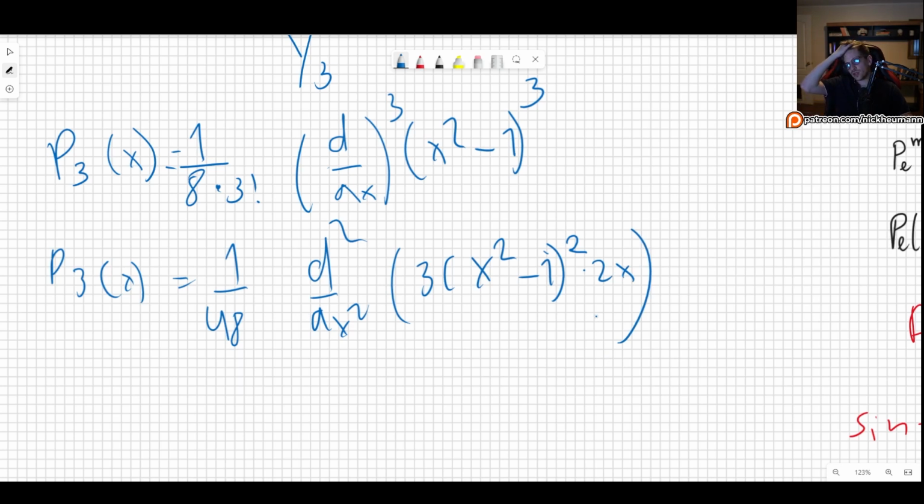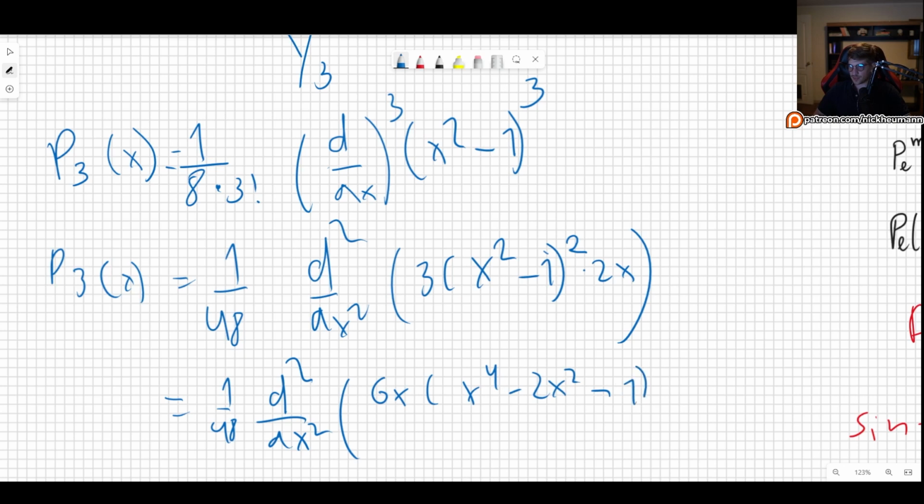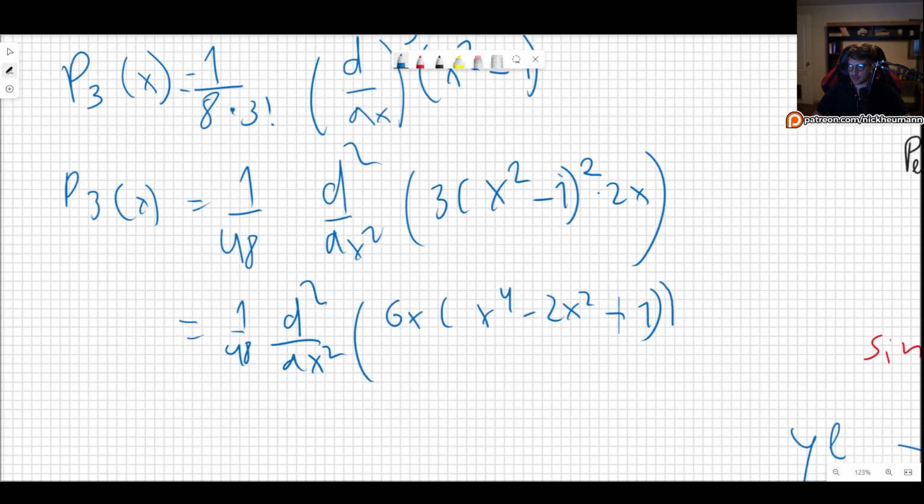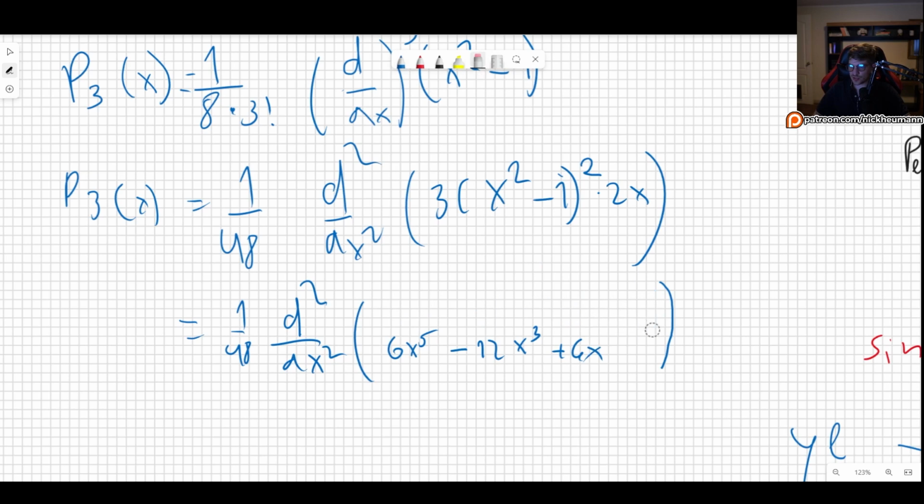Now, we could just multiply this and then do 2 derivatives, or we can just do chain rule. I don't know what would be easiest. I don't like having that many terms. So I think I'm just going to multiply first. So d squared over dx squared of 6x times (x to the 4th minus 2x squared plus 1), sorry. All right, so now let's just multiply through. So we would get 6x to the 5th minus 12x cubed plus 6x. So this is what we now need to take 2 derivatives of.